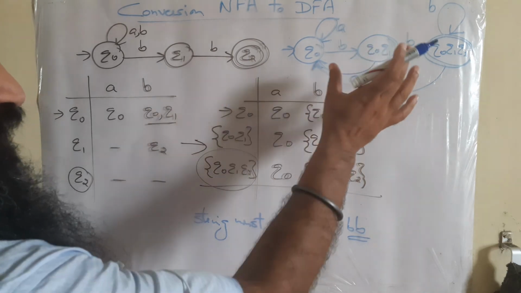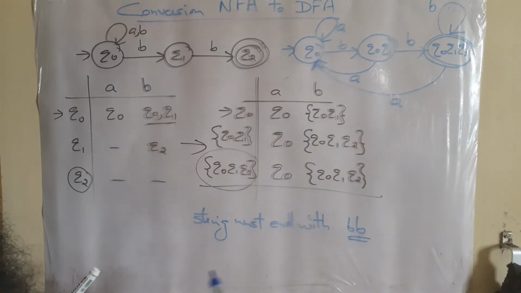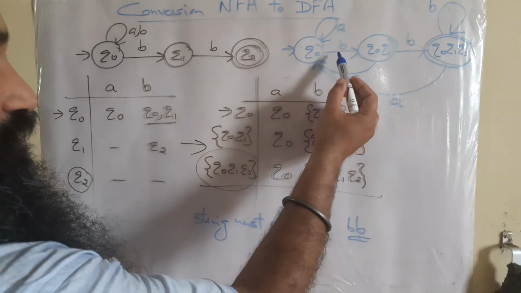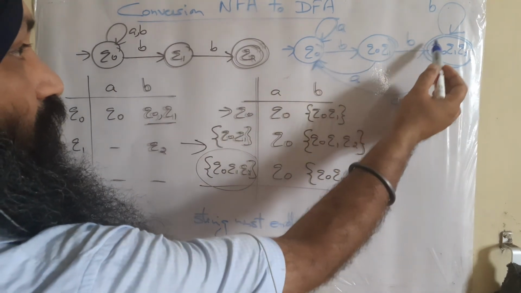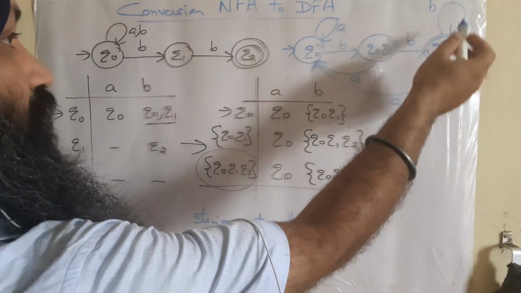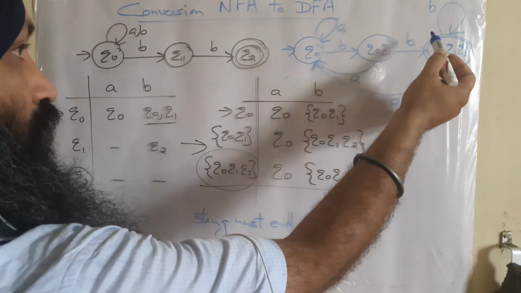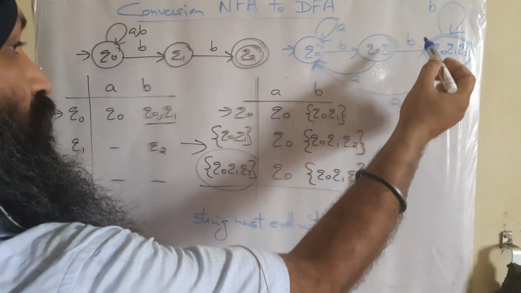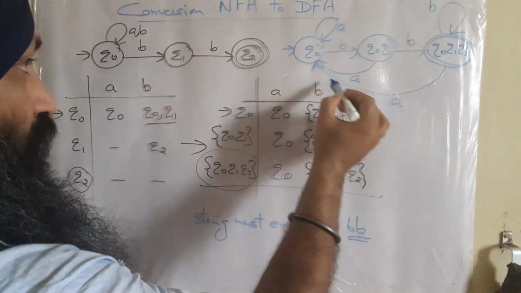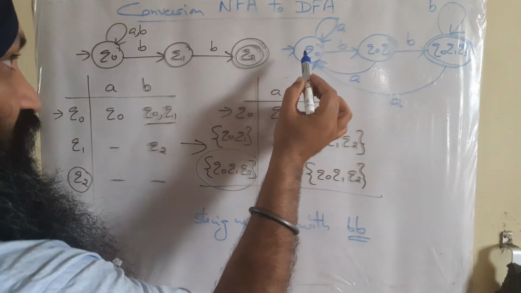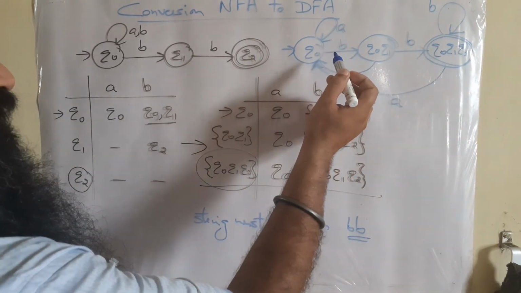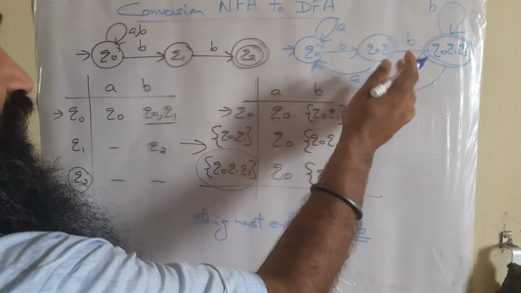Secondly, the string must end with BB. So when we get BB, we are at the final state. After that, if we get another B any number of times, not a problem, we can allow it, and it remains at the same final state. If after BB we get A, we have to move back to the Q0 state, that is the initial state, because the pattern is disturbed. We have to restart the pattern so that we can get BB at the end of the string.